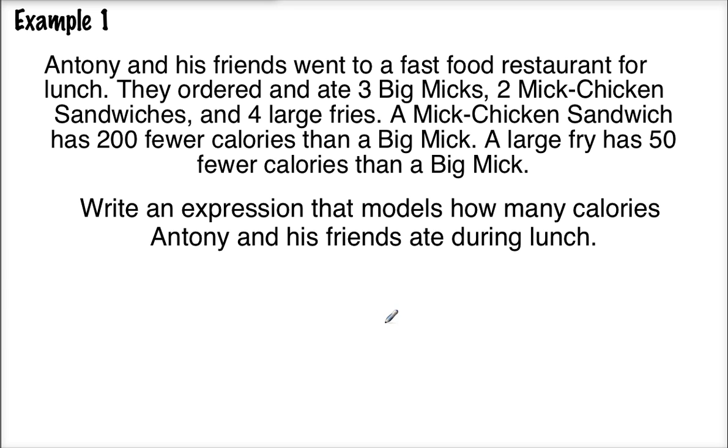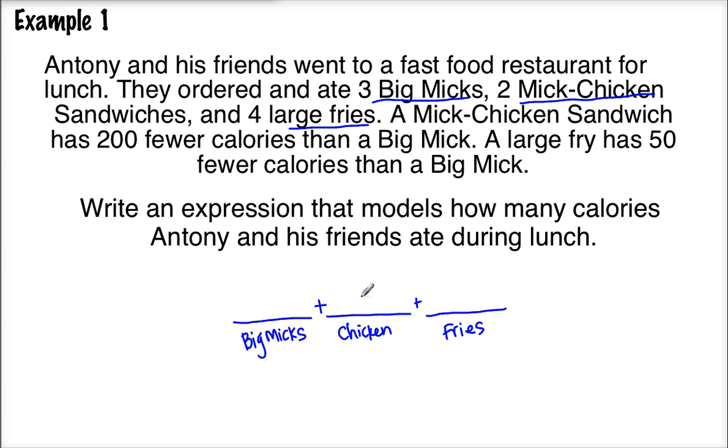So we're going to write an expression that models how many calories that they ate. And there's 3 different things that they ate. They ate Big Macs, McChicken sandwiches, and large fries. So that means there's going to be 3 parts of my expression. So this part is going to be for Big Macs. And then that's going to be added to the calories of the McChicken. I'm just going to write chicken. And that's added to the calories that they ate from the fries. So 3 different parts.